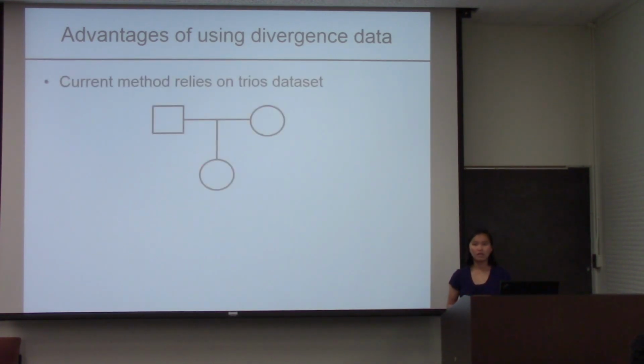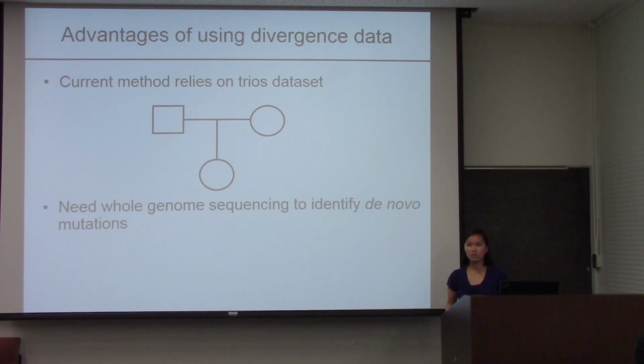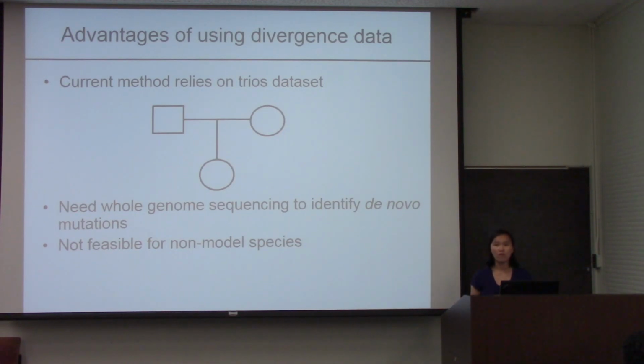So current methods rely on the trios data set that I talked about earlier, which consists of a father, a mother, and a child. And for this type of data set, you need whole genome sequencing in order to call the de novo events because they're quite rare. And so you can imagine that this type of data set is not available, or not feasible, for non-model species besides human. And so our hope is that if our inference method works, we could apply this to a variety of species that only require a divergence data set, which is easier to obtain.